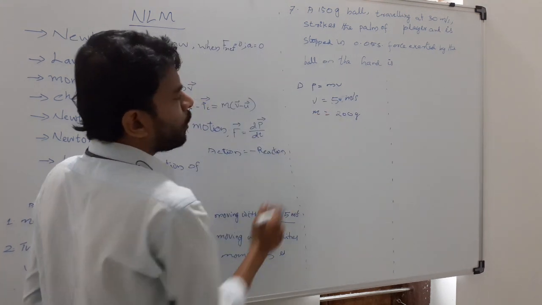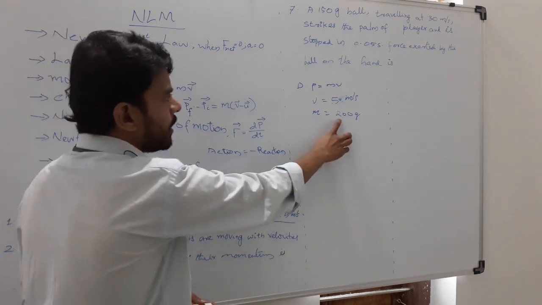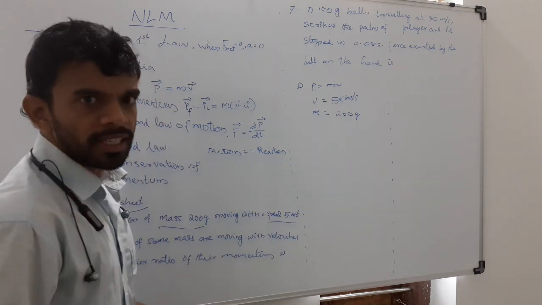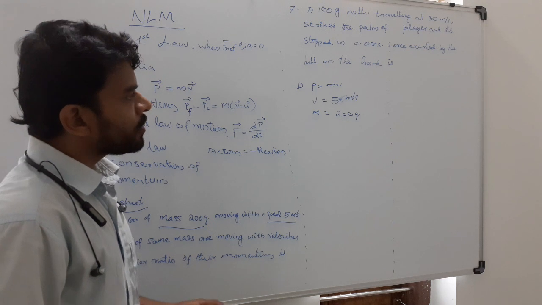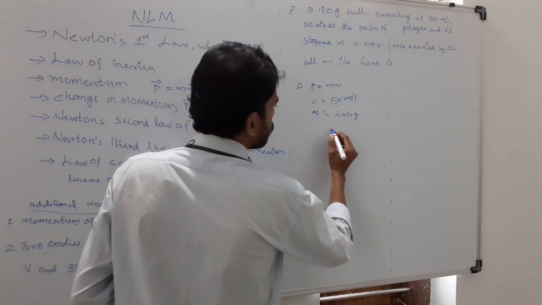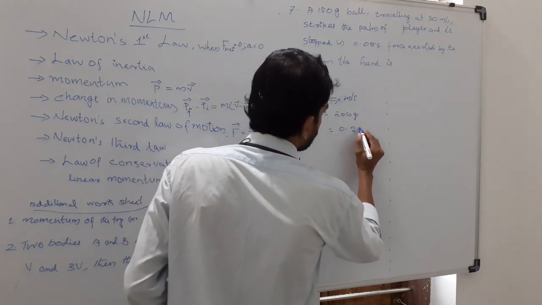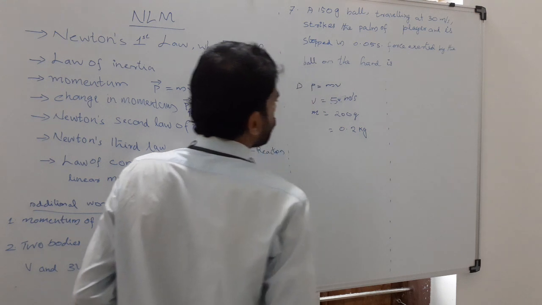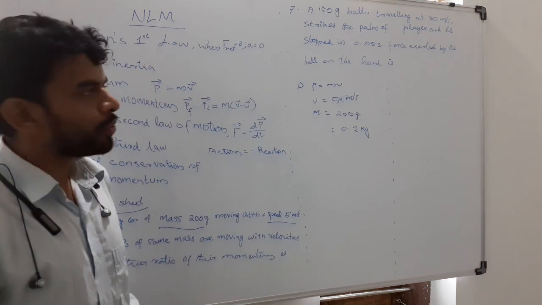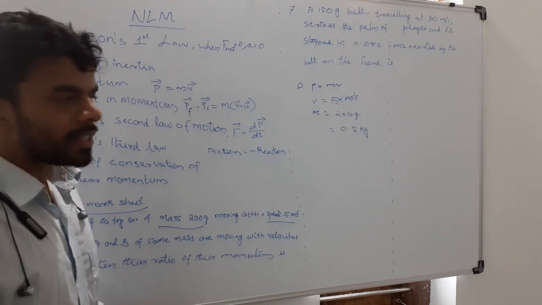See, velocity is meter per second, that is the SI unit. Mass is given in grams, so we have to convert it into the SI unit, which is kilogram. So 200 gram is nothing but 0.2 kg. So we have mass 0.2 kg and velocity 5 meter per second.